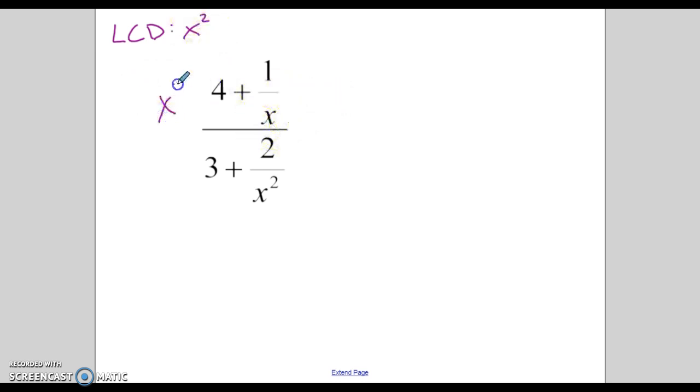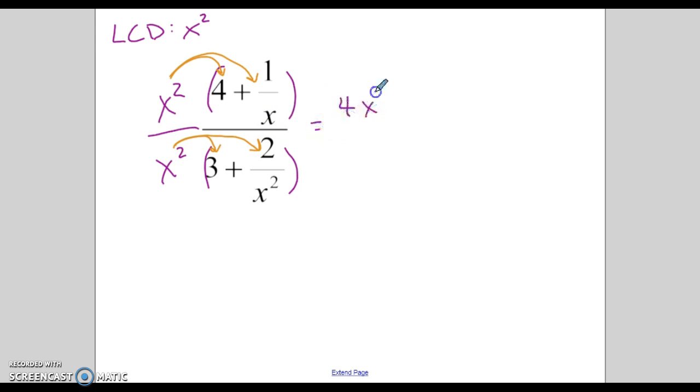So I'm going to multiply the top and bottom of this fraction by x squared. Okay, so again, when you do that, don't forget to distribute. So give that x squared to both terms on the top. Multiply that by x squared, and that by x squared, and on the bottom, multiply that by x squared, and that by x squared. So when you do that, you get 4x squared plus, then x squared times that will be x squared over x. And on the bottom, x squared times 3 plus x squared times that will give you a 2x squared over x.